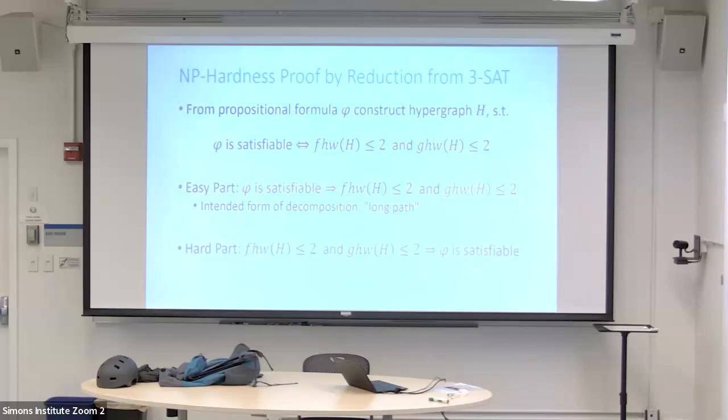The hard part was the other direction, and here in particular, suppose that the fractional hypertree width is at most 2. Show that the formula is satisfiable. Yeah, and in order to make sure that fractional hypertree width 2 is witnessed by some decomposition of a form that we wanted to have, we had to throw in lots of gadgets. Yeah, and I just present 2 of them.